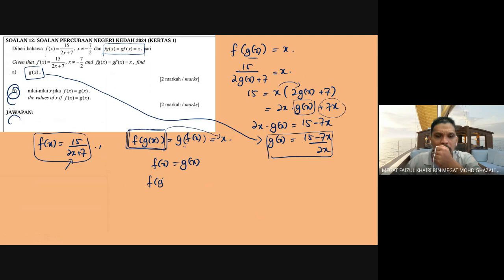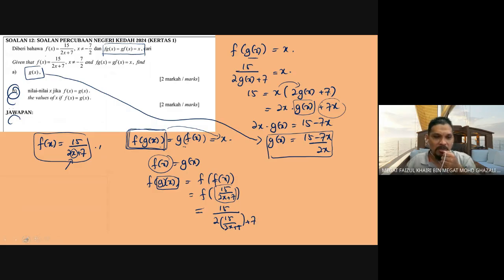So f(g(x)) equals f(f(x)), because it mentioned that g(x) equals f(x). So we substitute g(x) as f(x). So f of 15 divided by 2x plus 7. Then substitute the whole function into x of the function f again. So we got 15 divided by 2 times 15 divided by 2x plus 7, plus 7. Let me write this bigger.